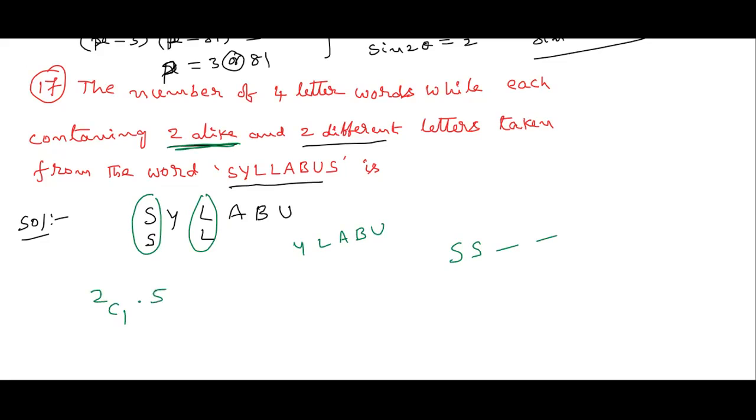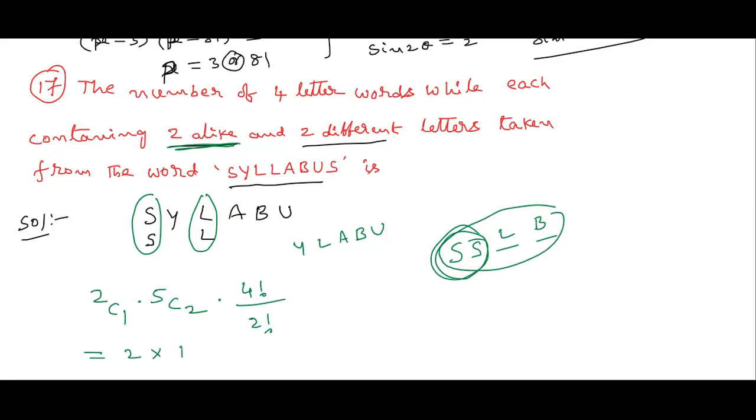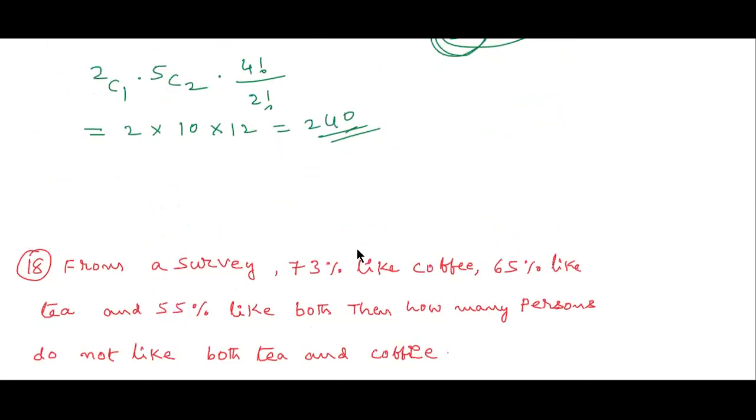Out of 5, 2 can be selected. What are you selected for? Suppose I am selected L, B. Now these four letters can be arranged in 4 factorial divided by 2 factorial, because two letters are similar. 2C1 means 2, 5C2 means 10, 4 factorial is 24, divided by 2, that is 12. So what is the answer? 240. So this is a very easy question. Okay, I'm going to the next question.